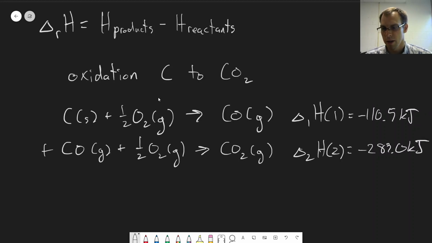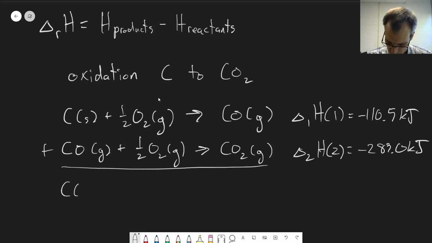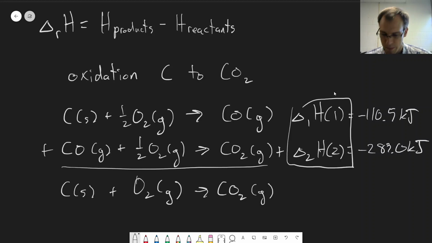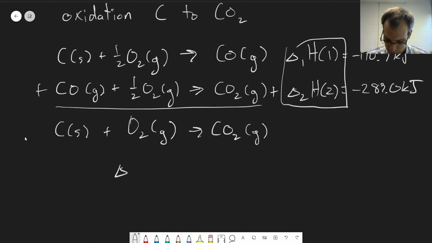And so if we know both of these, then we can find the enthalpy for the overall reaction of carbon plus O2 going to CO2 by just adding together H1 and H2, right? These two enthalpies over here, we just add those together. This should be review. You're probably familiar with this idea from general chemistry. So the enthalpy for reaction 3 is just the sum of these two, or negative 393.5 kilojoules.